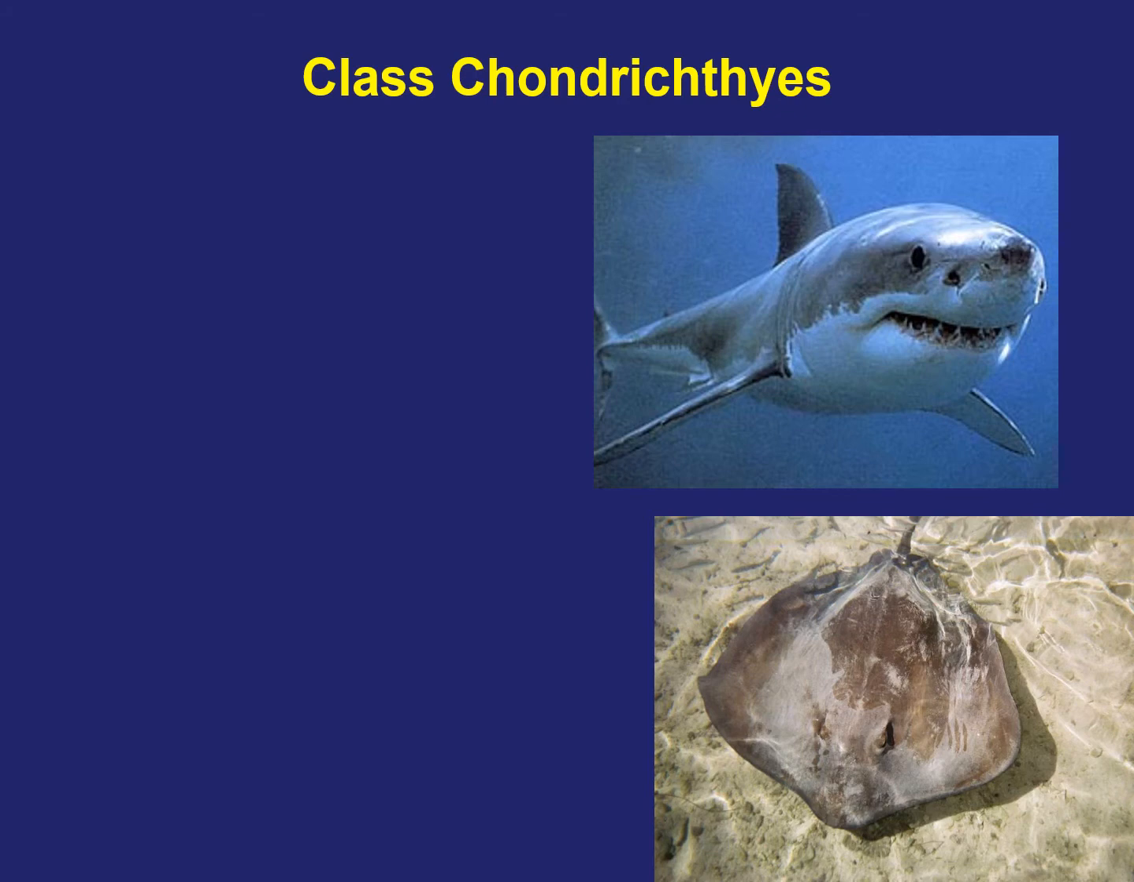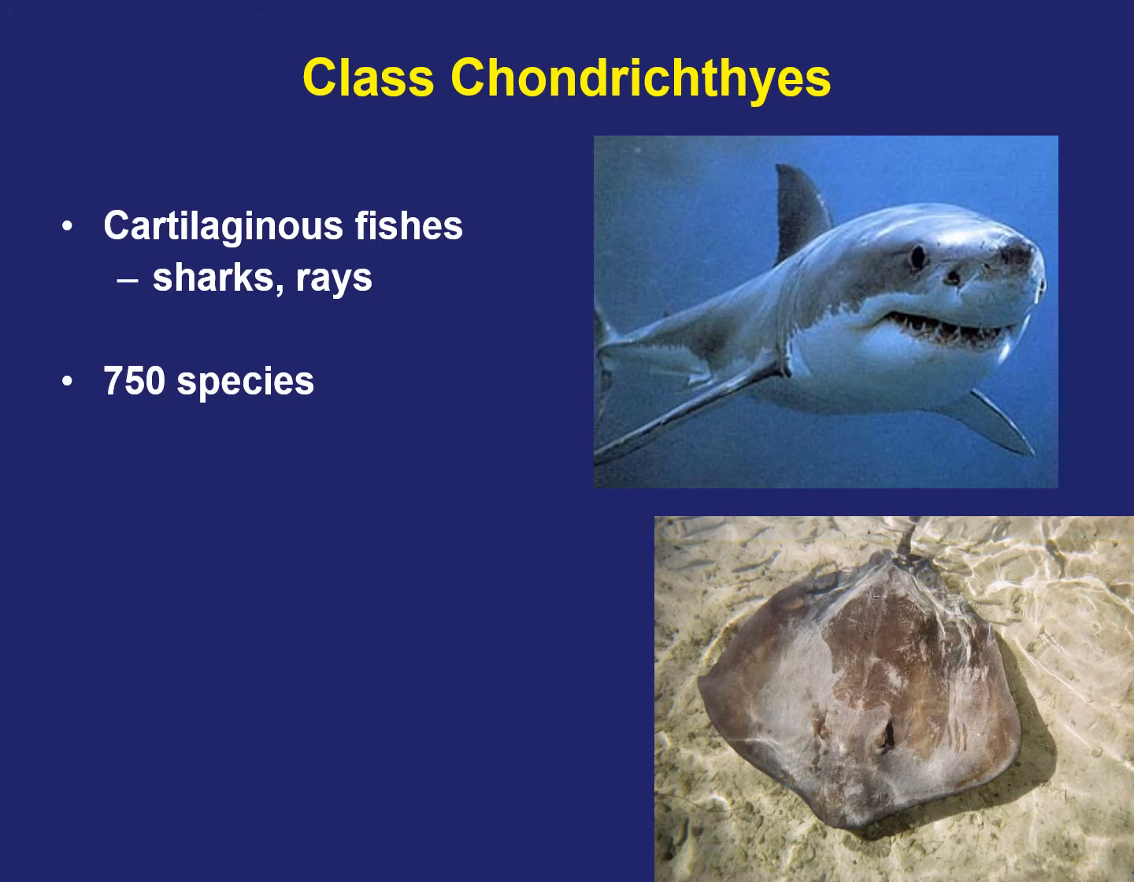Let's move on to the chondrichthyes. Chondro means cartilage. Ichthy means fish. So these are fish that have a skeleton, a full skeleton with vertebrae, but they're comprised of cartilage. So that would be the sharks and the skates and rays. There's at least 750 species.